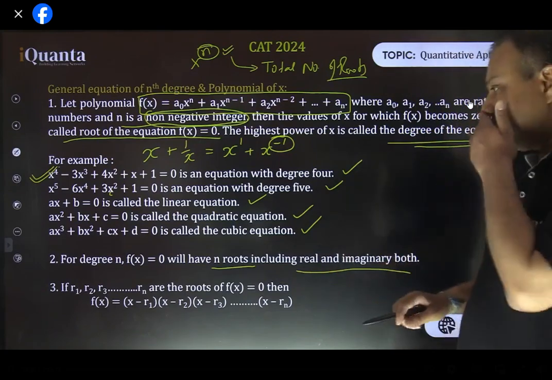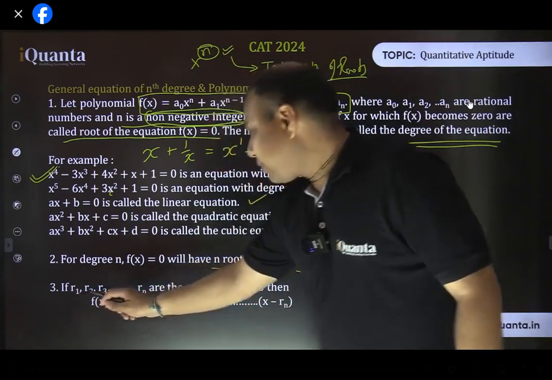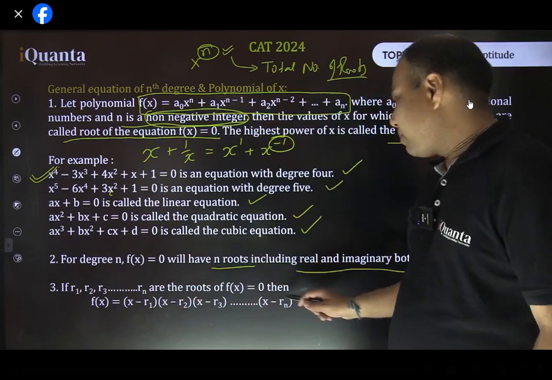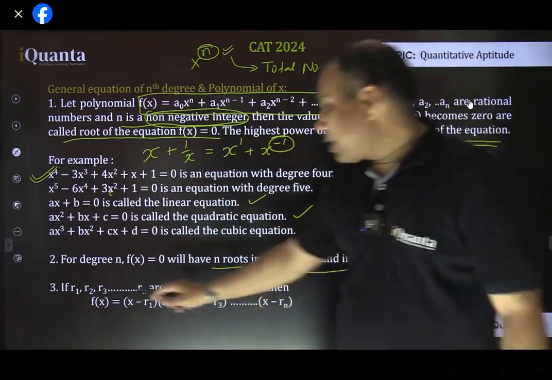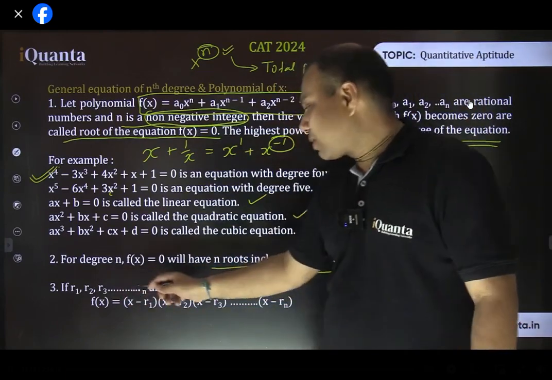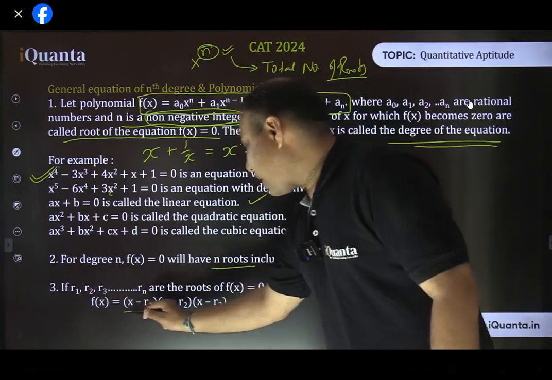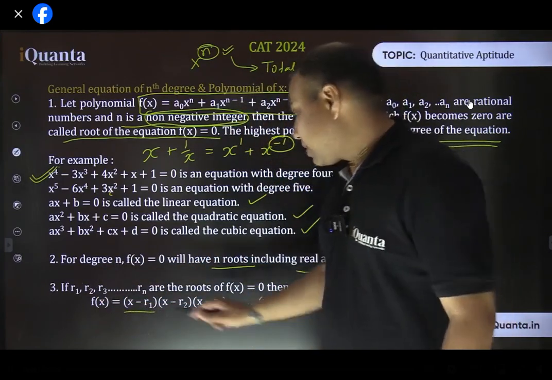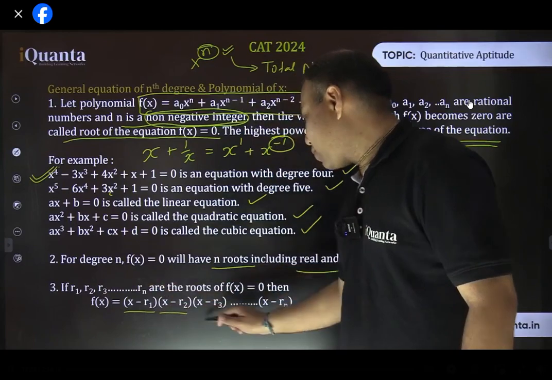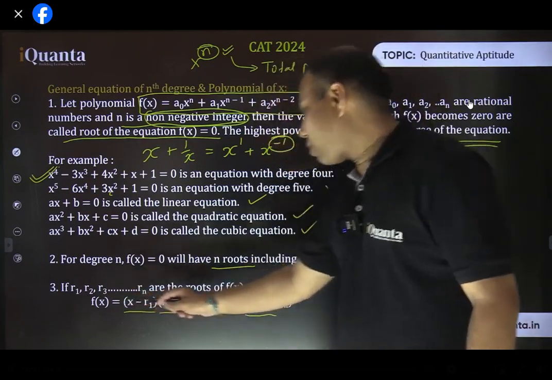Fine. Now next part, if R1, R2, R3 are the roots of this polynomial. We are talking about the same f(x). So there are n roots, right? We are assuming that R1, R2, R3 up to Rn are the n roots. We discussed it last time also. If R1 is a root, that means x minus R1 must be a factor. Same way, if R2 is a root, then x minus R2 must be a factor, and so on. So then f(x) can be written as the product of all these.